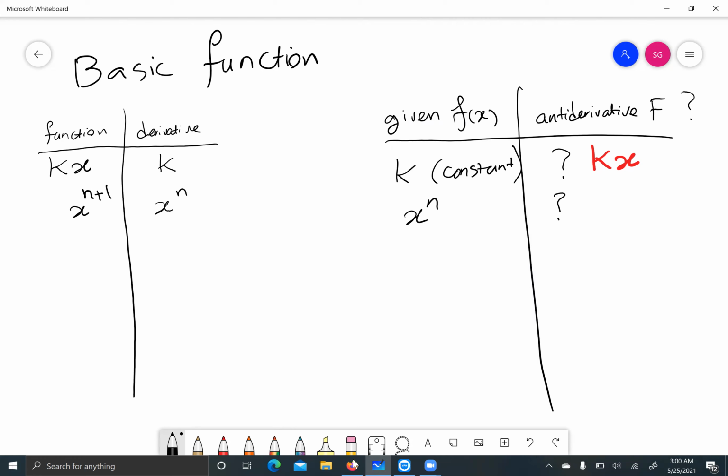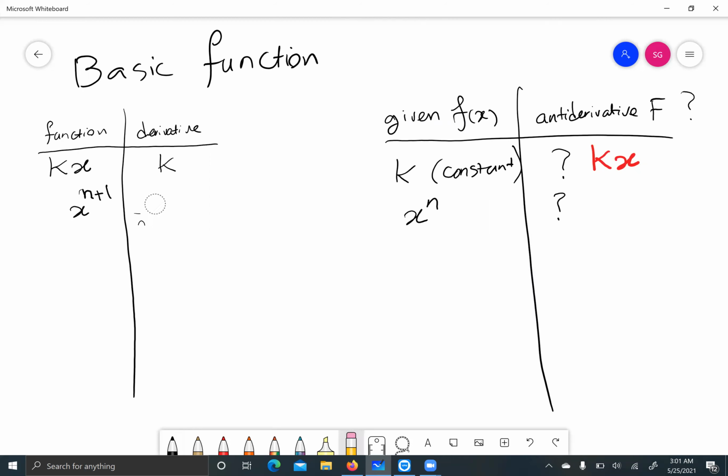So the power in the function should be 1 more than the power in the derivative. If the derivative has power n, the original function should have power n plus 1. Okay, so that's about the power. I know that it should be x to the power of n plus 1, but then if you take the derivative, this is going to give you 1 over n plus 1, right?